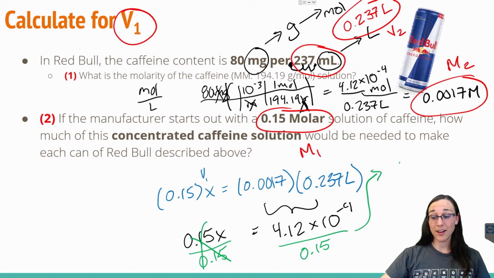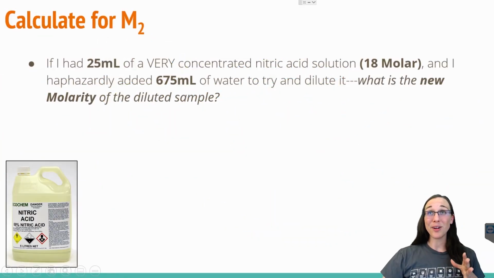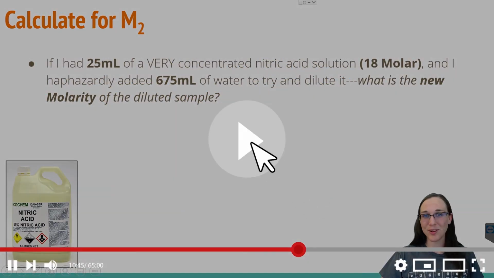And that gives us a final answer of 0.0027 liters for our V1. Or in other words, that gives us 2.7 milliliters of caffeine added to every single can of Red Bull. Hopefully you're getting the flow now. Go ahead and pause the video here to see if you can solve for M2 on your own.